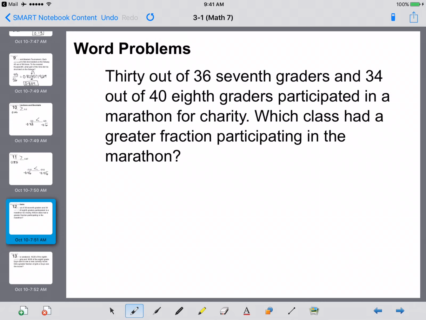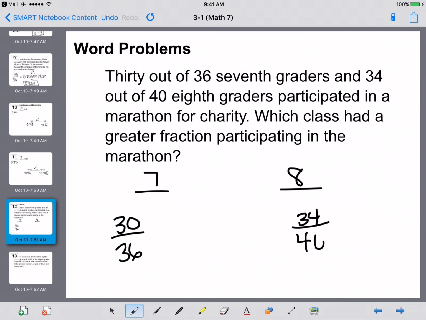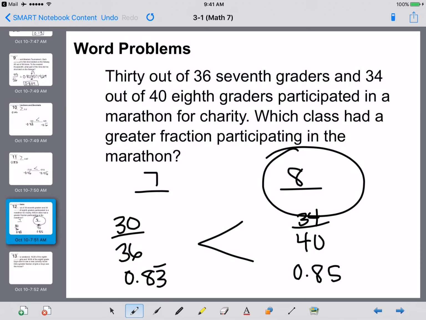So first thing we need to do is get our two fractions. So we'll have 7th and 8th. Our 7th graders were 30 out of 36, and our 8th graders were 34 out of 40. So let's turn those into decimals. So 30 divided by 36 gets us 0.83 repeating. 34 divided by 40 gets us 0.85. So our 8th graders had a greater fraction participating in the marathon.